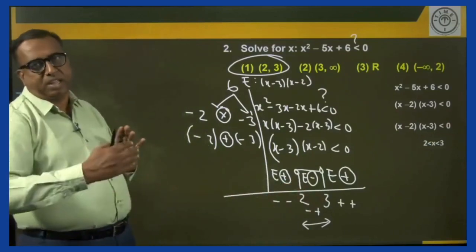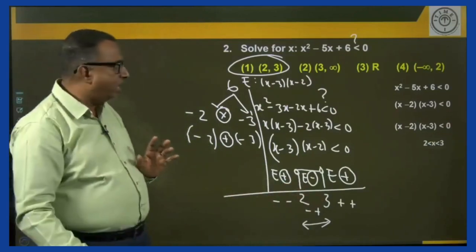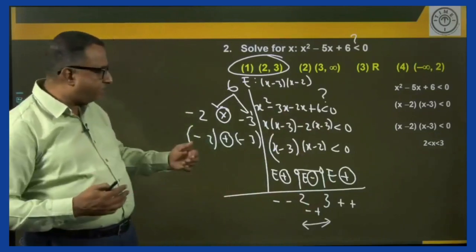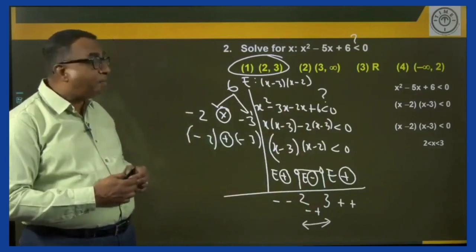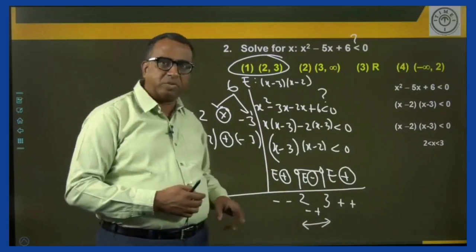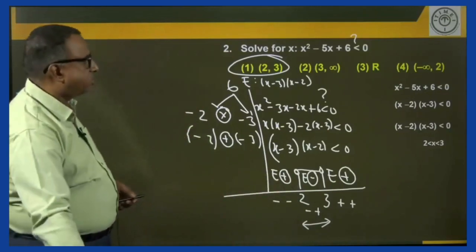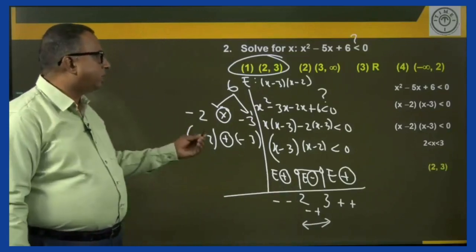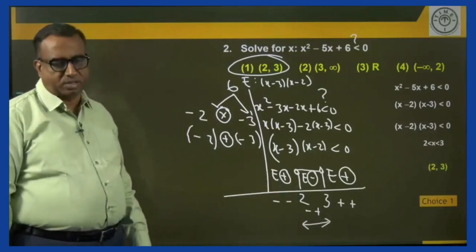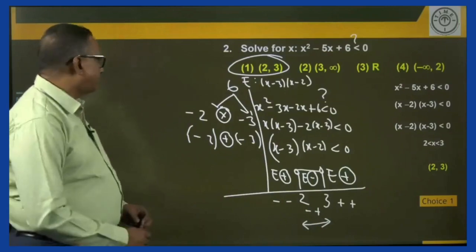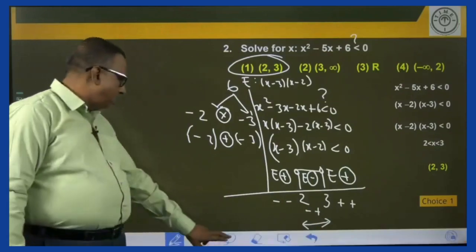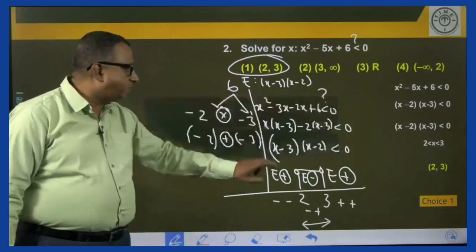Anything more than 3, if x is more than 3, the expression is positive. Anything less than 2, the expression is positive. Between 2 and 3, the expression is negative. So, minus into plus is what you're getting. So, the answer is choice 1 for this. Okay. So, 2 to 3 is the answer. Choice 1 is the answer for this one. Okay. That was question number 2 for us. We now come to question number 3.